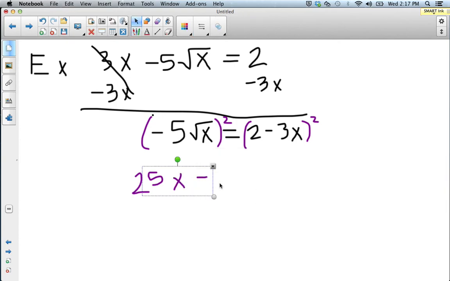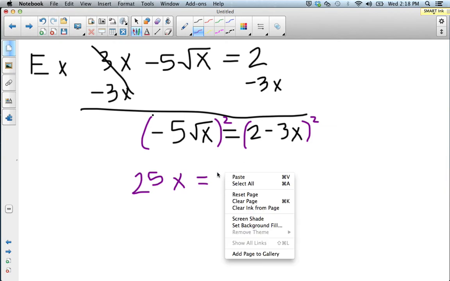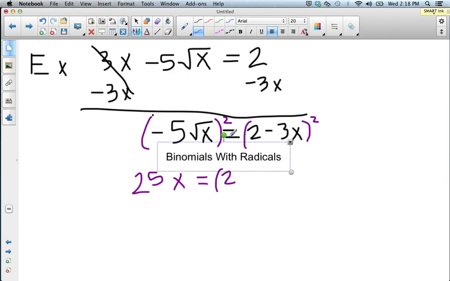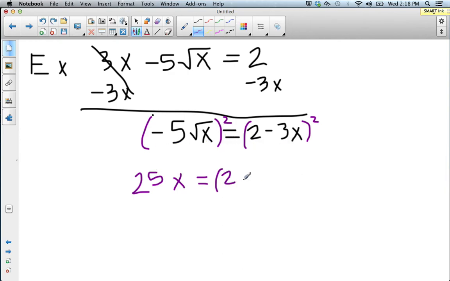On the right side, I've got 2 minus 3x squared. Remember that you can't just distribute this inside because of this minus sign here. So we have to actually do 2 minus 3x times 2 minus 3x. And you guys should be getting pretty good at multiplying binomials by now. You should kind of be able to do it in your head.